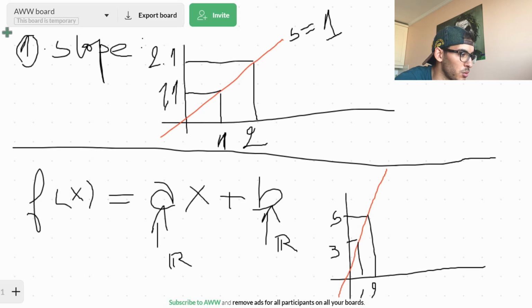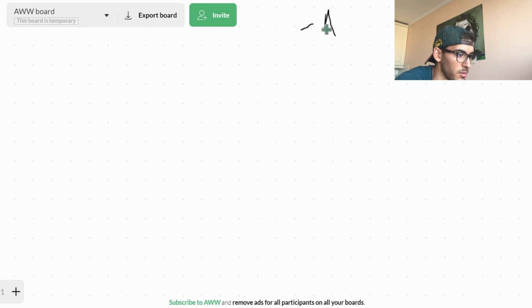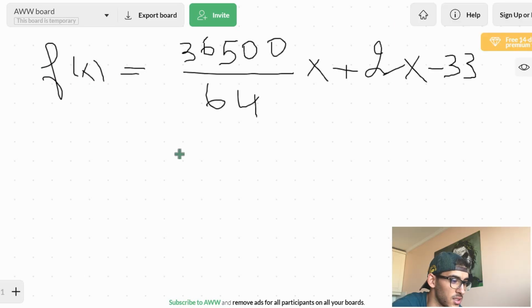Now let's talk about the y-intercepts and how you can calculate the y-intercept, based on the two possible things: the plot or the analytical form of the function, I mean how it's written. Let's say I have a function f of x is equal to a fraction divided by 64x plus 2x minus 33. I know guys that your teachers give you very complicated questions, so calculating the y-intercept of this is so simple, so easy.